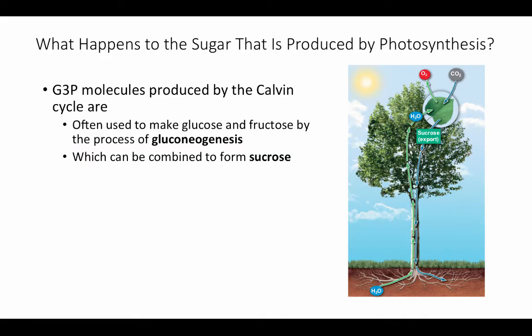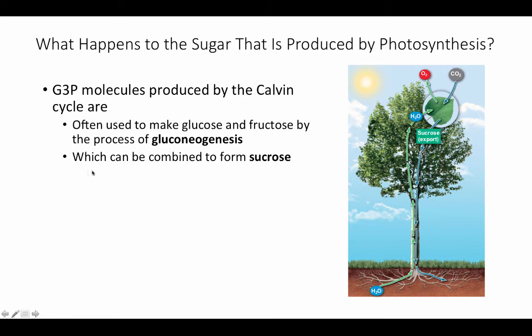So now that we have these G3P molecules, what's going to happen to those? How is this going to help us in the life of the plants? So the G3P molecules that are produced by the Calvin cycle are often used to make glucose and fructose by the process called gluconeogenesis. This literally means the making of new sugars. Genesis refers to an origin or beginning. Neo means new, and gluco obviously refers to glucose, so new glucose synthesis.